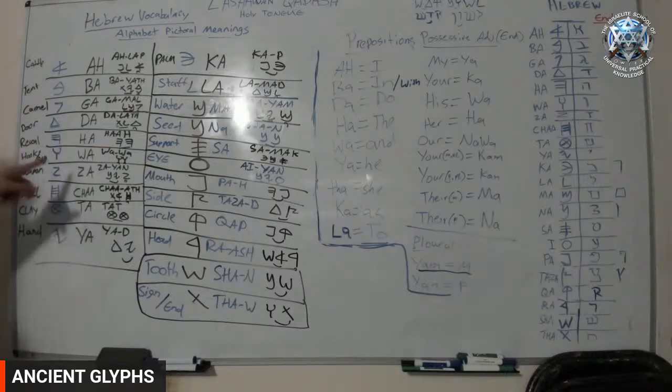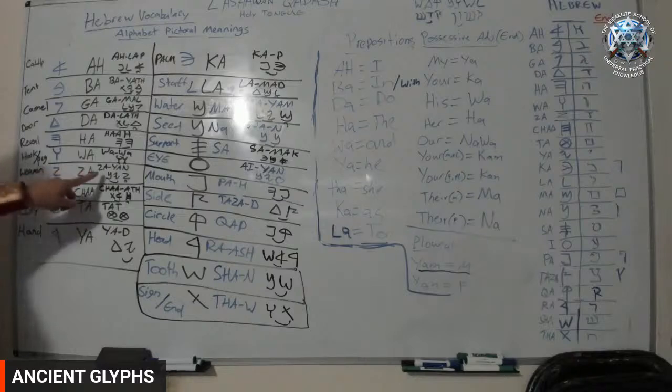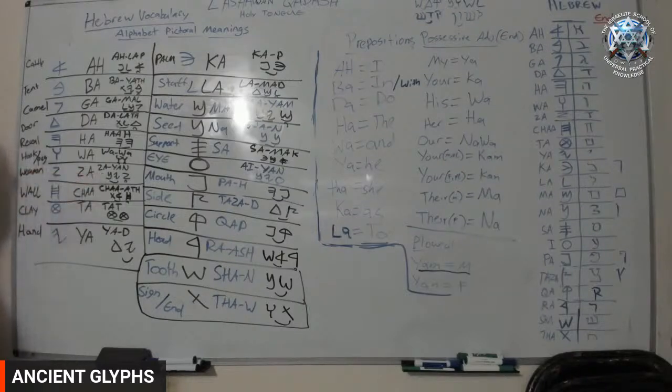Vav means hook or peg. It's pronounced vav. Zayin means weapon. It's pronounced zayin. Chet means wall. It's pronounced chet. Tet means clay. It's pronounced tet.